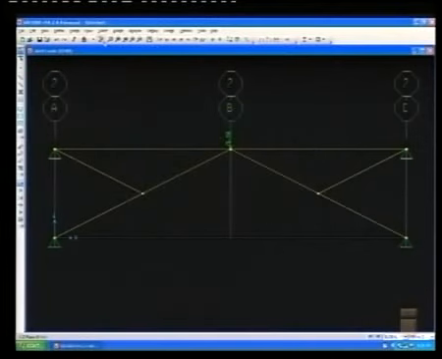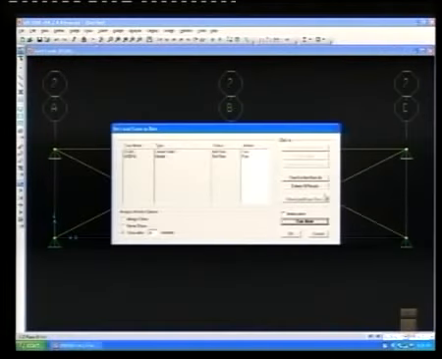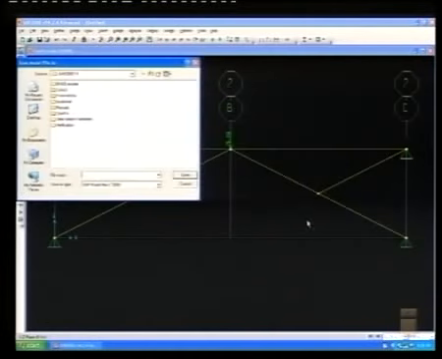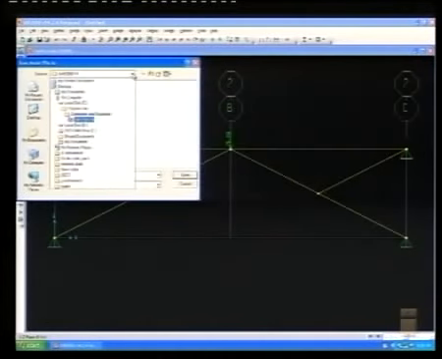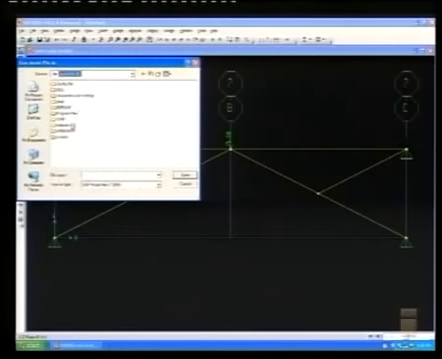We can do the analysis. No need for modal. And we can save our results. This is the truss.